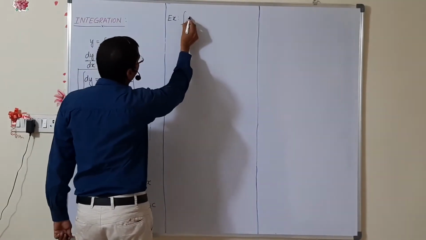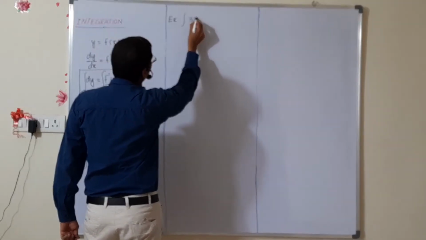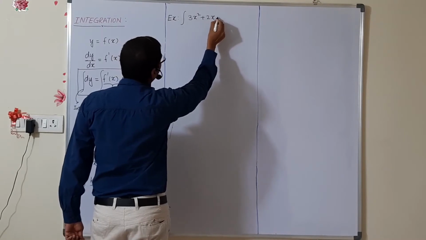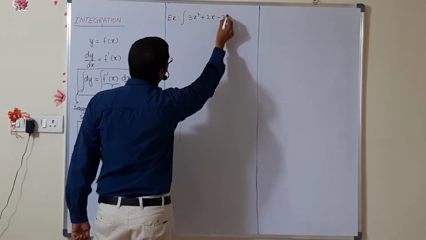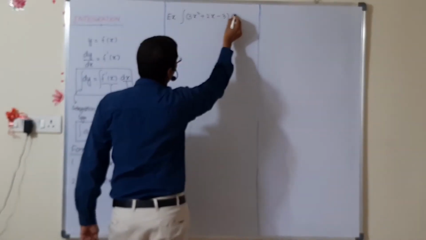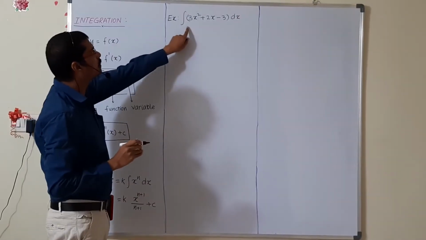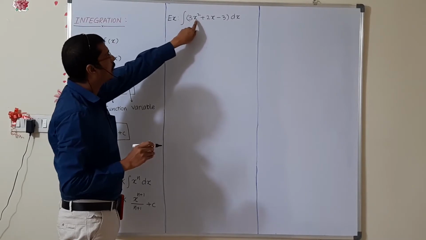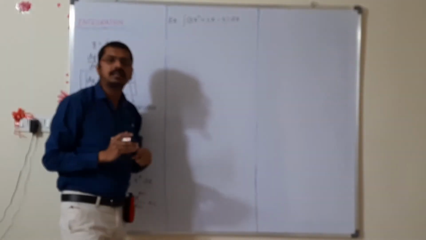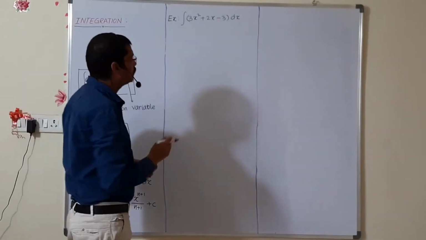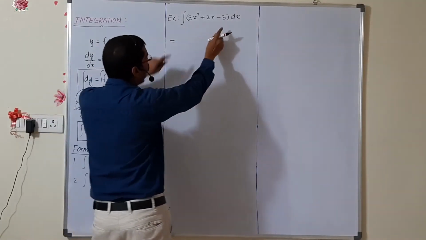Integration of 3x square plus 2x minus 3 into dx. This is the given sum, integration of 3x square plus 2x minus 3 into dx. We have to do the solution for this. How can we write this value?